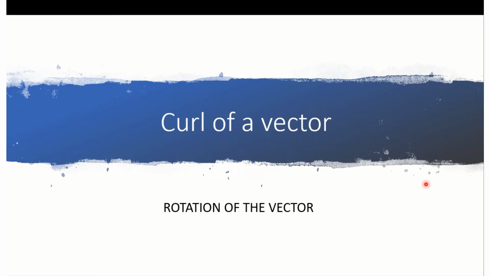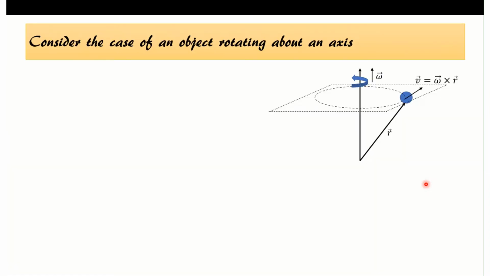So here we want to talk a little bit about the relation between the curl of the vectors and the fact that this shows the tendency of the vector to rotate. So if you look at the discussions in the book, you will see that they first talk about the problem that we have looked into earlier, that is the rotation of an object about an axis.